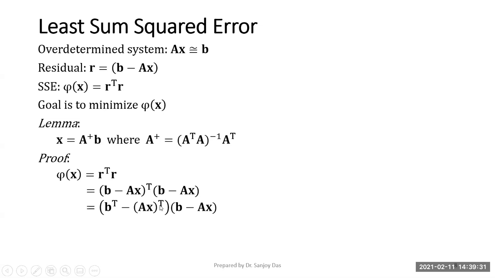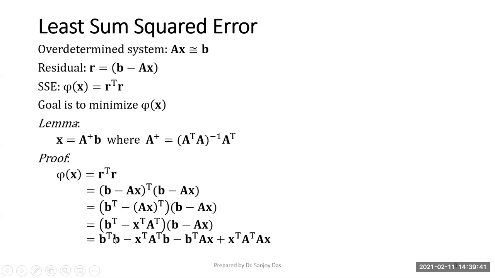I'll take this transposition inside first. So B transpose and (AX) transpose gives me X transpose A transpose, and then I open up the parenthesis. So the first term is B transpose B. Then the second term is negative X transpose A transpose B. The third term is B transpose times negative AX, which is negative B transpose AX. And the last term, the two negatives cancel out, so X transpose A transpose AX here.